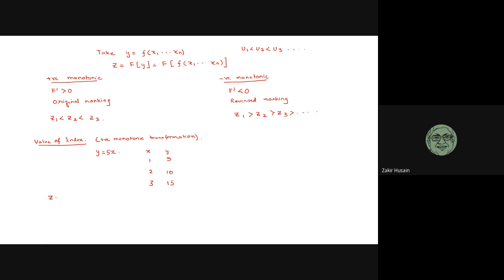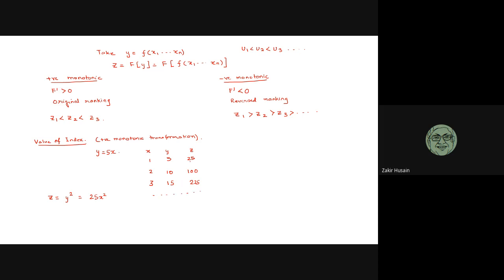Now let us take a transformation: y equal to 5x, z equal to y square. So this means it's 25 x square. What is the value over here? This is 25. This will be 2 square, 4, so 100. This is 3 square, 9 into 25, this will be 225. We go on like this.